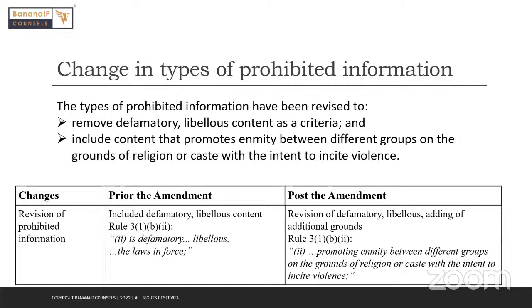Then there have been certain changes in the types of prohibited information. Earlier they had defamatory and libelous content as a criterion, which has now been removed. And they have included any content that promotes enmity between different groups on the grounds of religion or caste with the intent to incite violence is prohibited.